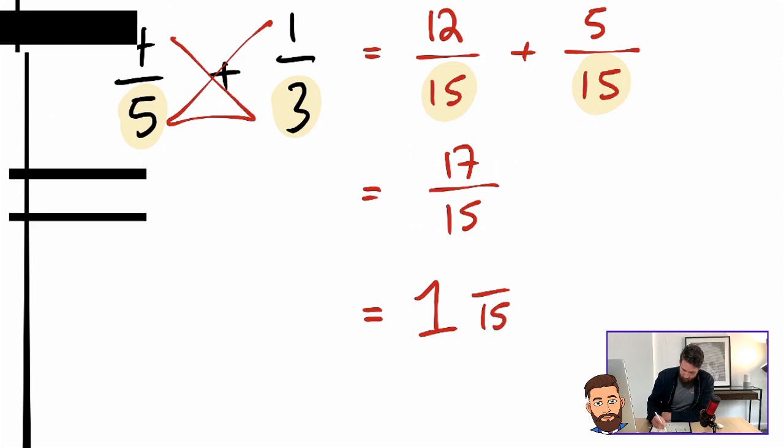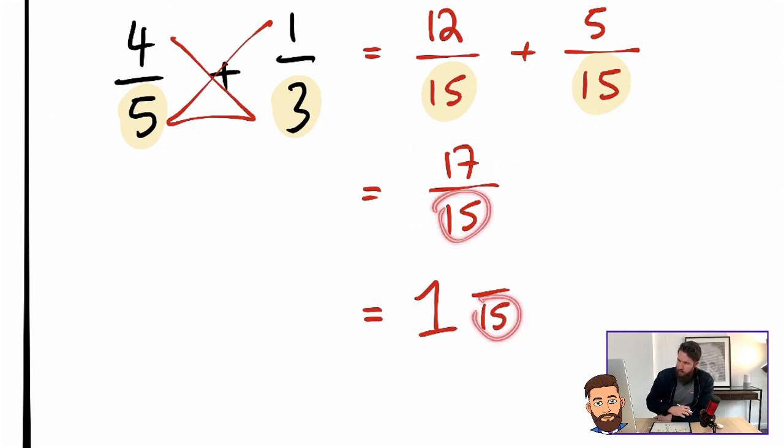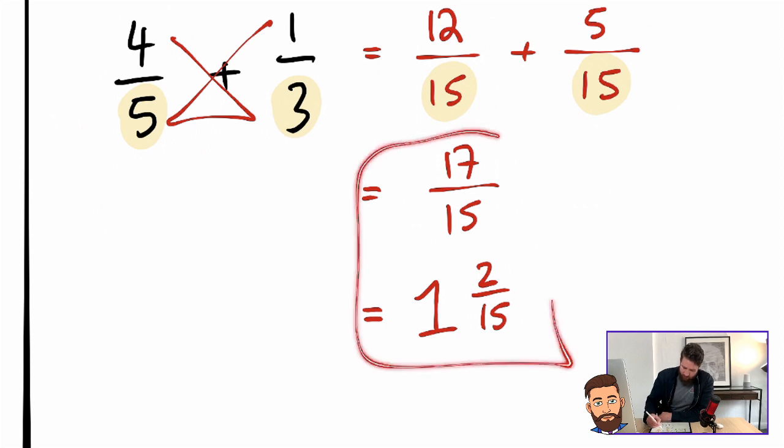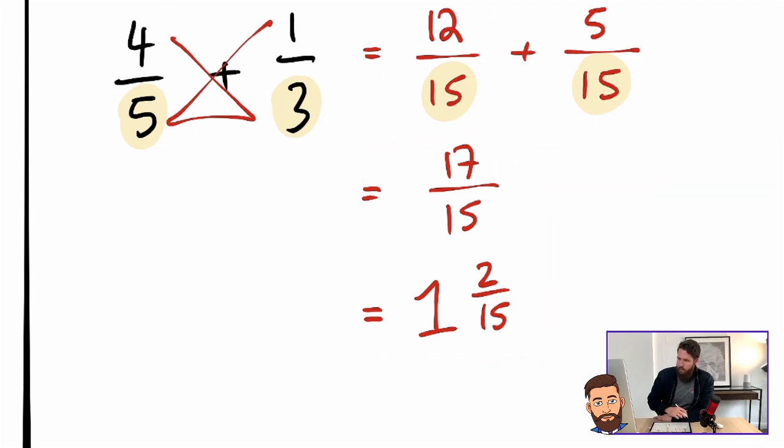Remember, the denominator will stay the same, so we've got 15 still. And when you need to work out what's left over, well, 1 whole 15 would be 15. How do you get from 15 to 17? There would be 2 left over. Okay, so the answer to that, either of those are correct. I would want you to put this mixed number as your answer though, because it is top heavy.